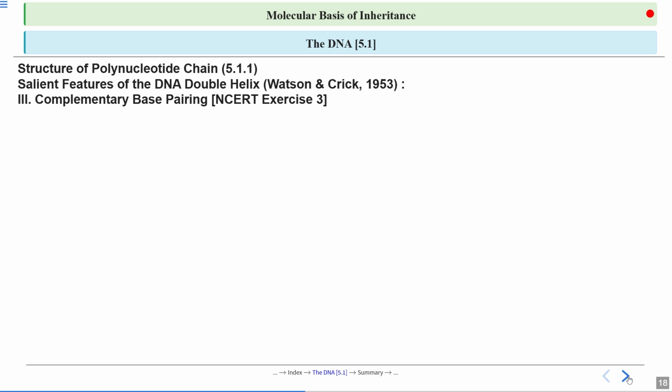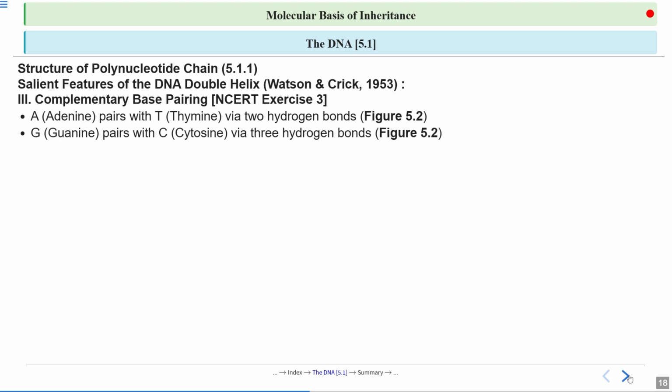So what we have studied is that they are of two polynucleotide chains. Then we have studied that they are antiparallel, meaning if one is running from 5 prime to 3 prime, the other will be from 3 prime to 5 prime. Third, they have complementary base pairing. From this you can answer NCERT exercise question number 3. What is this complementary base pairing? It means that adenine pairs with thymine via 2 hydrogen bonds, and guanine pairs with cytosine via 3 hydrogen bonds.